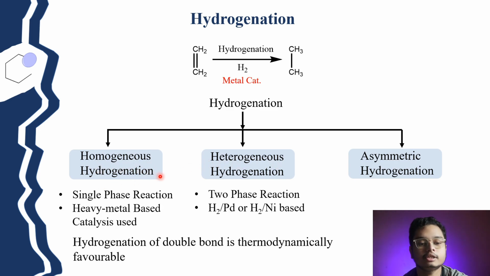Homogeneous hydrogenation is a single-phase reaction and heavy metal based catalysts are used. Whereas heterogeneous hydrogenation is a two-phase reaction, and basically palladium or nickel based hydrogenation takes place. The hydrogenation of a double bond is thermodynamically favorable, and that's why this reaction is facilitated. Now let us talk about homogeneous hydrogenation in detail.